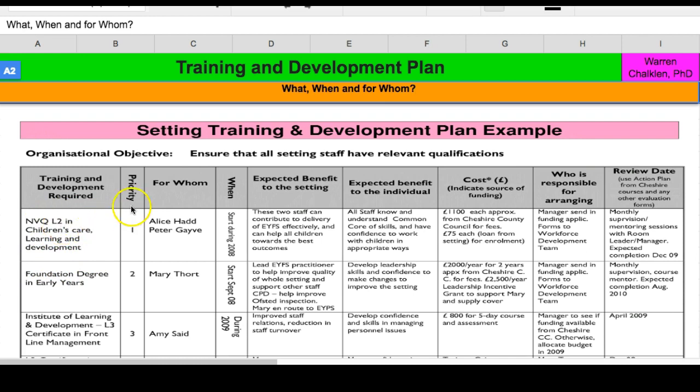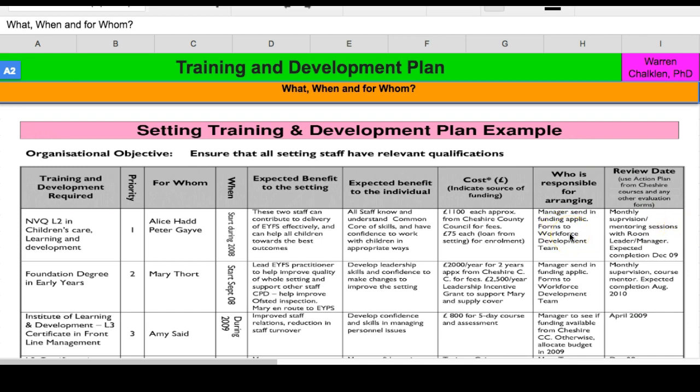NVQ level 2. The priority level, for whom, when, so they have a time frame attached to this, the benefit of this, and notice that they link this benefit to the organizational objectives, the benefit to the individual and the benefit to the setting, the cost. Remember, all training has a cost, and so one has to think about those costs when developing a training. Who is responsible for managing it?